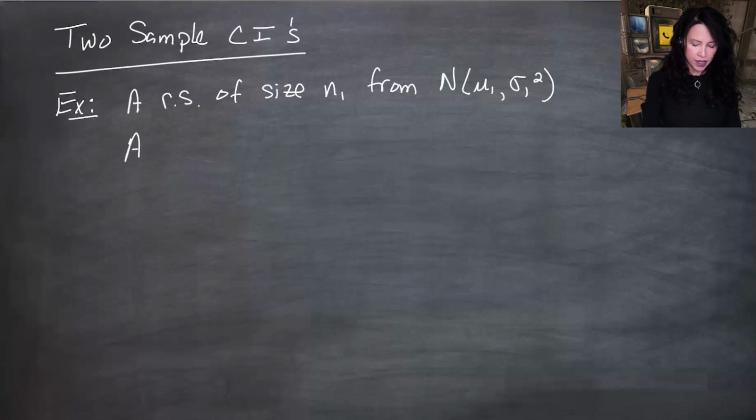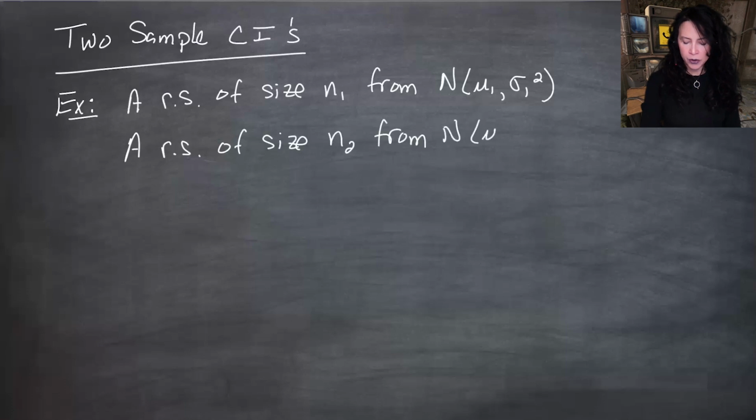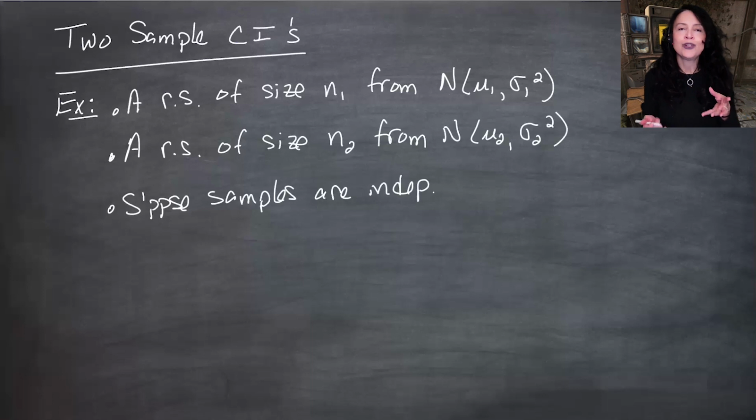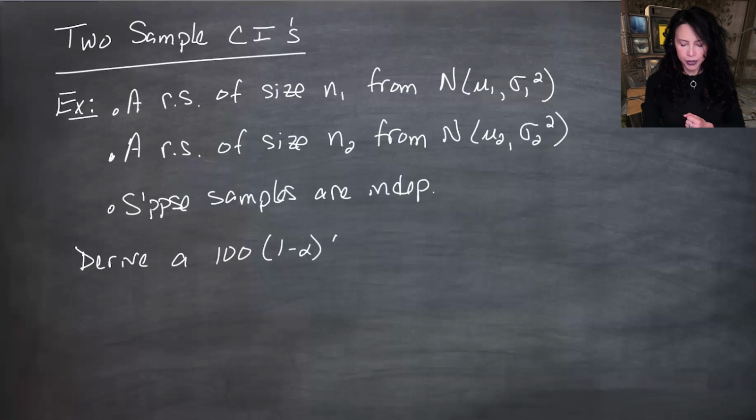And then suppose we have a random sample of size n2 from another normal distribution with its own mean and its own variance. So that's what we have as part of the setup. And suppose the samples are independent of each other. Not only is there IID stuff going on within a sample, but between the two samples. Let's derive a 100 times (1 minus alpha) percent confidence interval for the difference between the means, mu1 minus mu2.